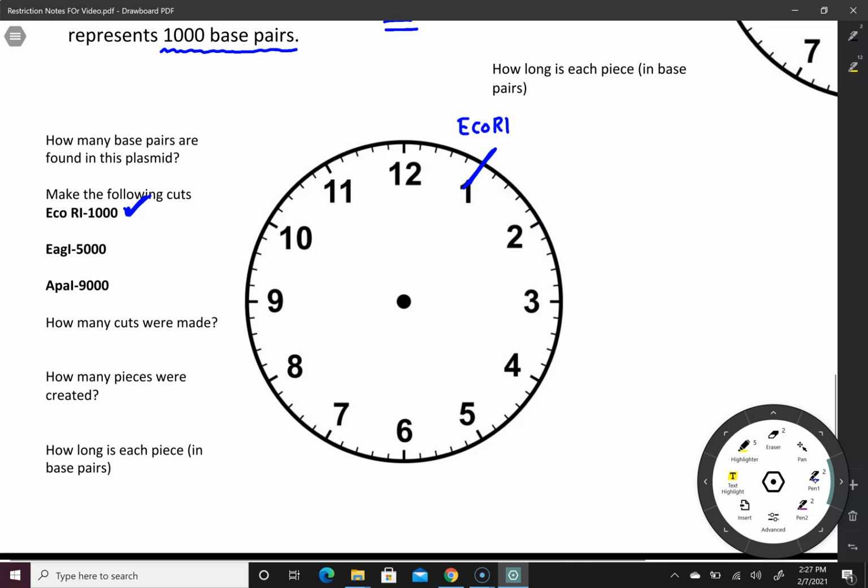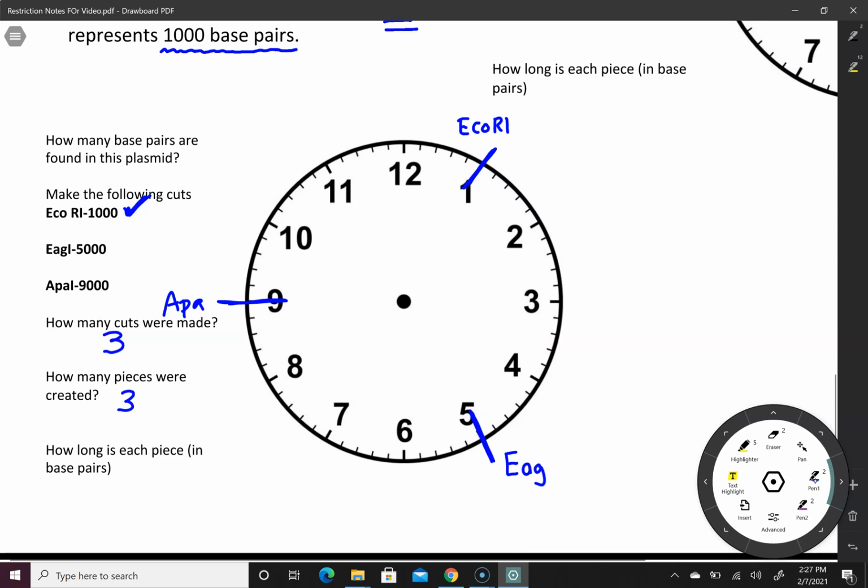EAG1, that's going to cut at the 5,000th base pair place. And again, if you want to just label that, you can. And then APA1 is going to cut at the 9,000 mark, which would be right there. And now you have made a total of 3 cuts. And that's going to give you, on a plasmid, 3 pieces in this case. So you have 3 pieces.